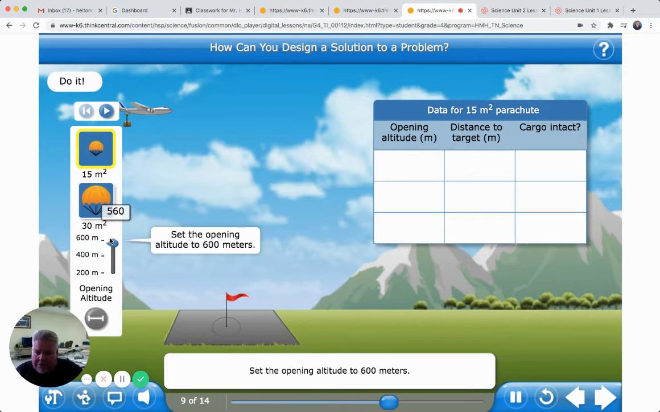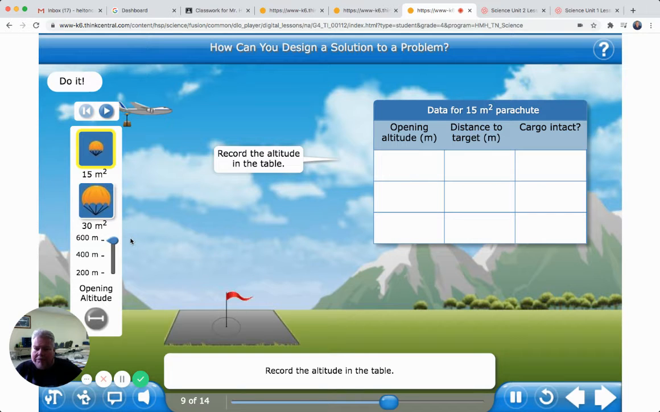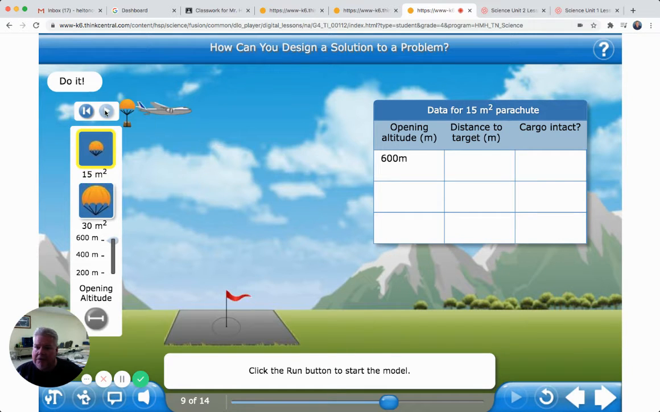Okay, I guess they're going to tell us how we have to do it. Record the altitude in the table. So the opening altitude, we put it at 600 meters. Did that. What next? Come on, Mr. Parachute, land.